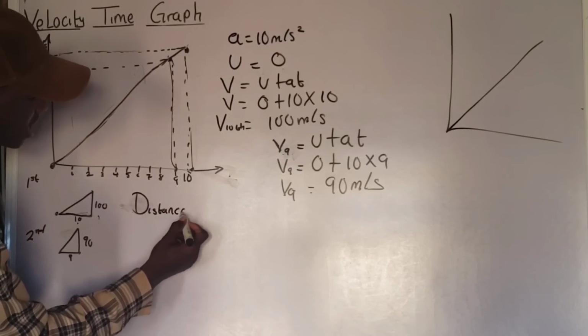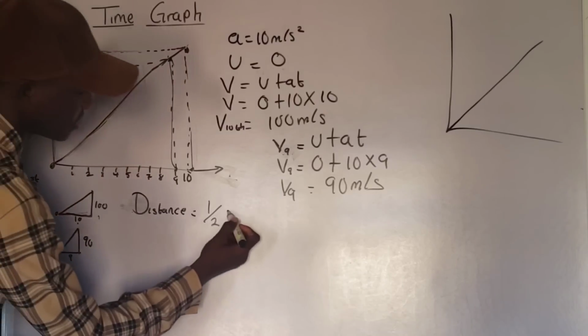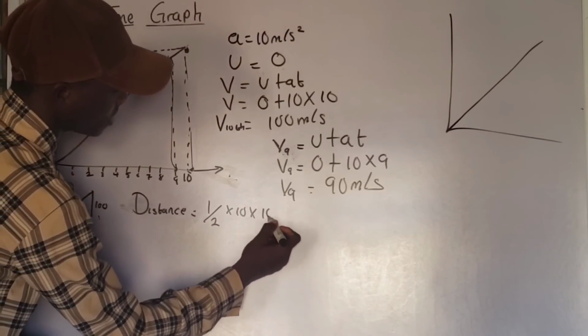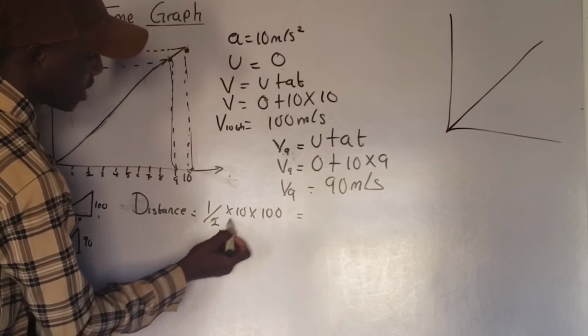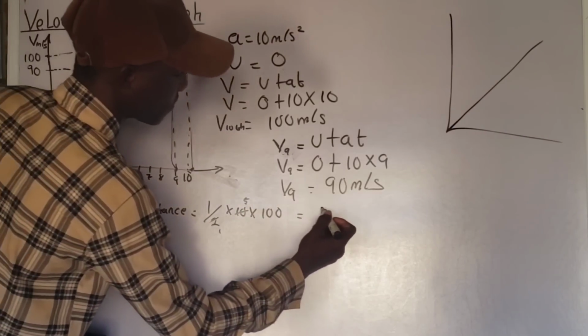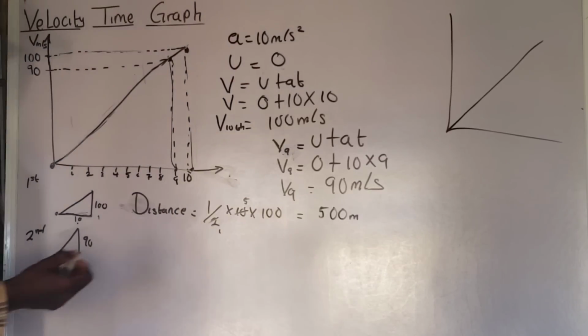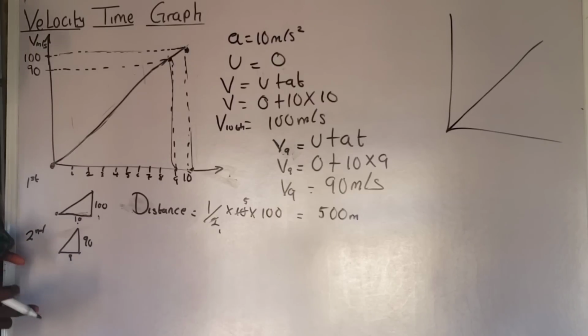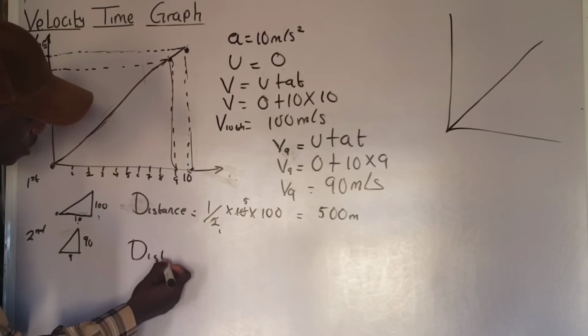The distance here equals half base times height: half multiplied by 10 times 100. You understand? So for this, I'm going to have 2 here 1, 2 here 5. 5 times 100 is what? 500. So this will be 500 meters.